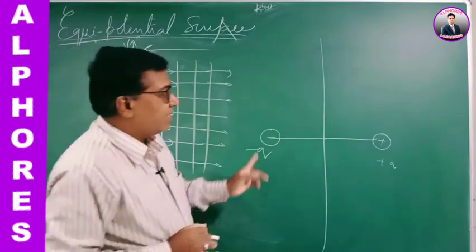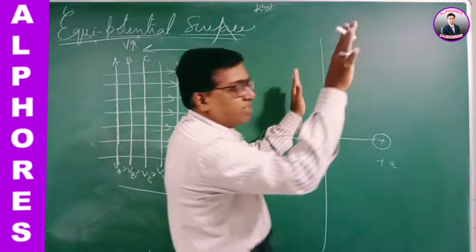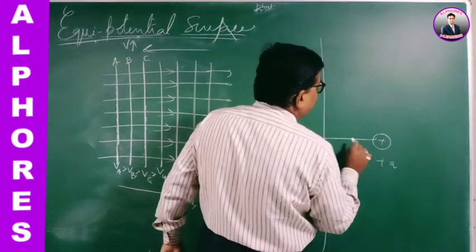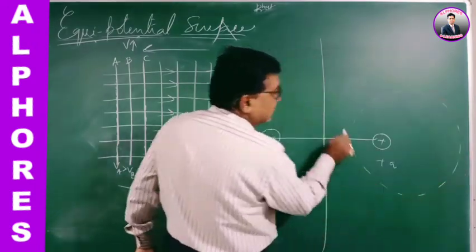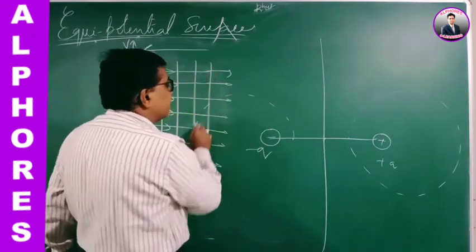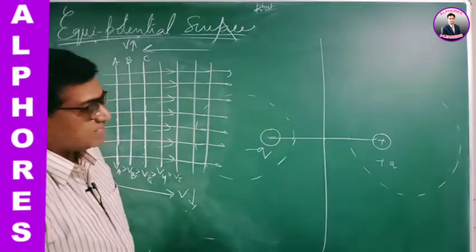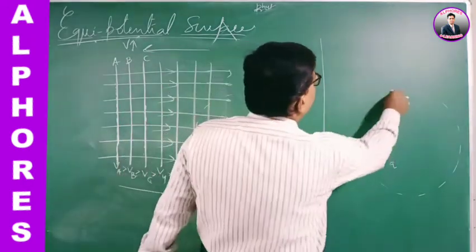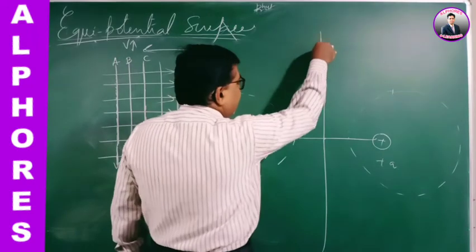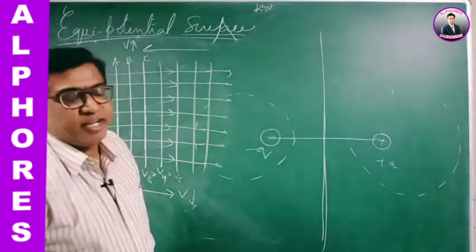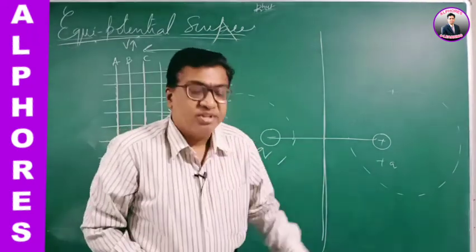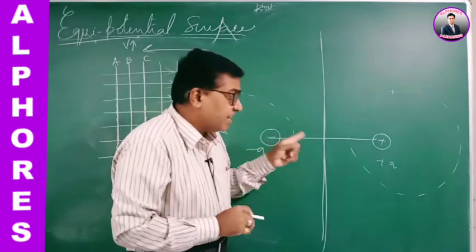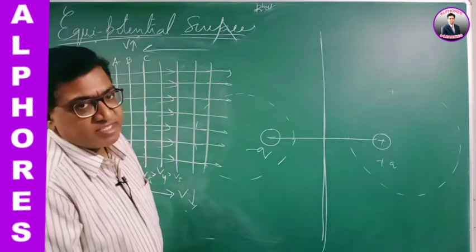For a dipole, on the right side the potential will be positive. You will be getting spheres like this. On the left side, the potential is negative. You will be getting spheres like this. So equipotential surfaces are spheres this way. Right side positive, left side negative. But on the equatorial plane of a dipole, the potential is 0. It is a 0 potential plane like this. For an electric dipole, the equipotential surfaces are like this.